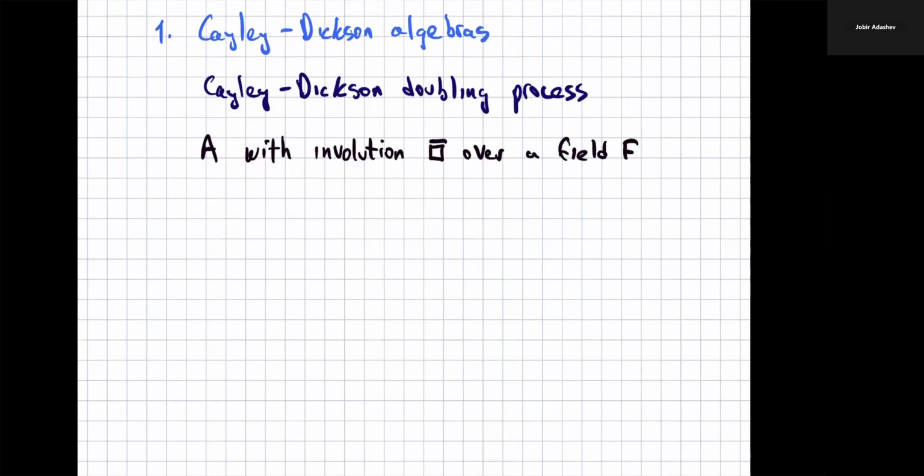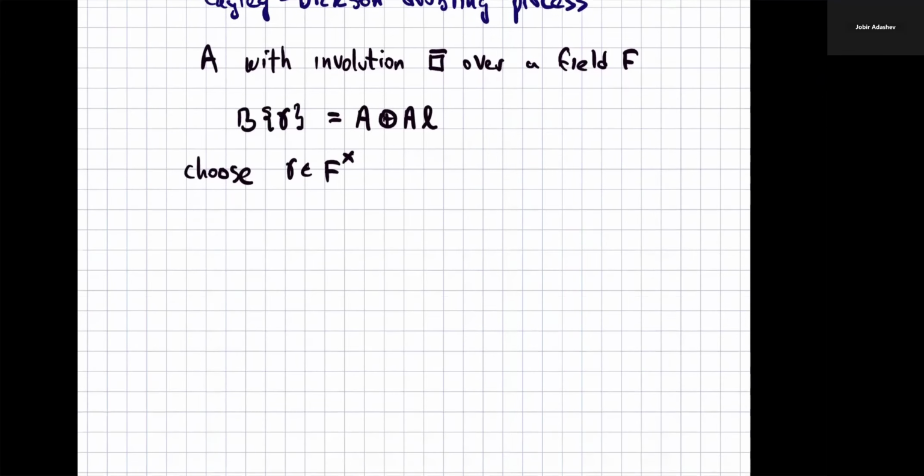We do this by taking A plus A L, where L is some symbol or generator. We denote this by B(A, gamma), and we'll explain what gamma is in a second. So we choose some element gamma in F, and we define a product over this B in the following way. We take Q plus RL times S plus TL.